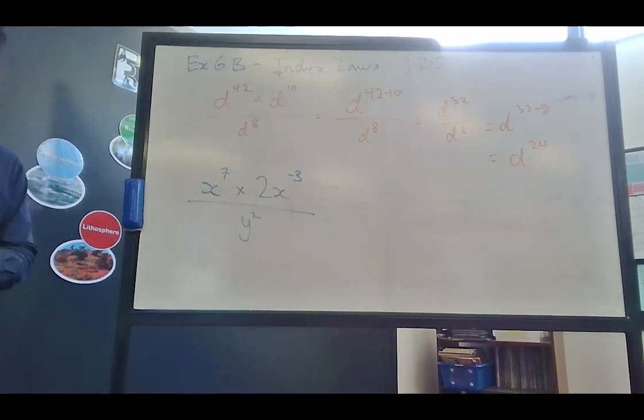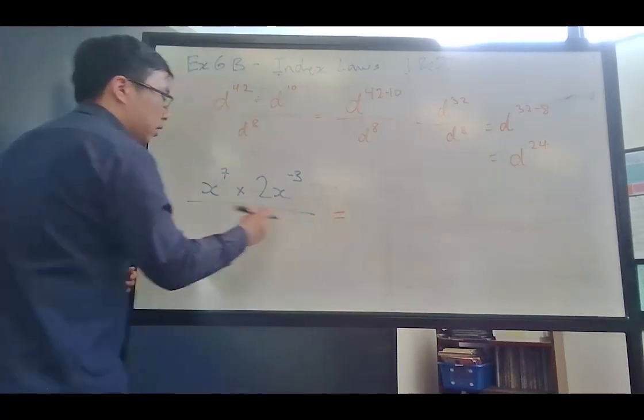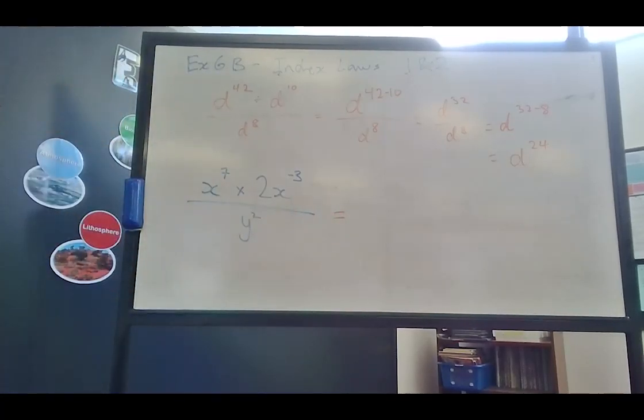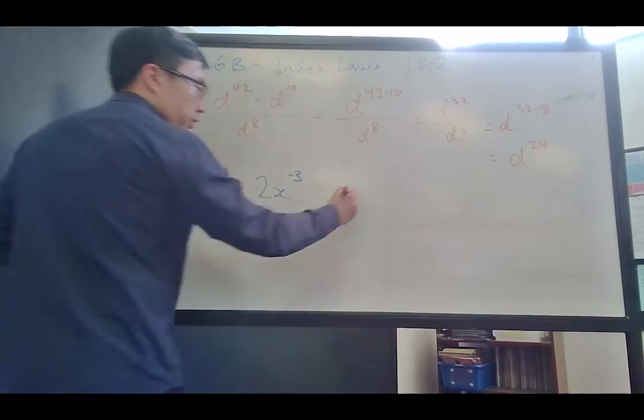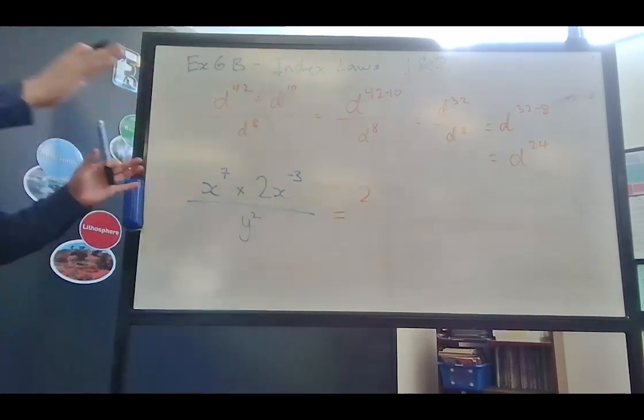Okay? So, here, x to the power of 7 times 2x to the power of negative 3. Let's just treat the numbers as they normally are. What number is actually in front of the x that I have not written there? It's a 1. So I just do 2 times 1. Well, I know that's 2. I'm going to leave the numbers as they are.